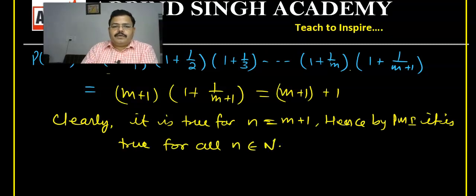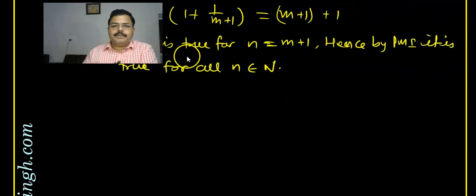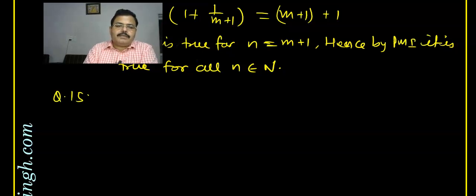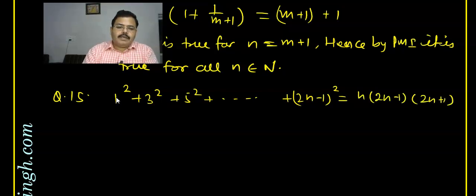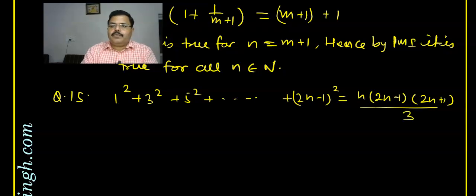This is the question. Now, the next question I can write here, that is question number 15. The question is 1 square, 3 square, 5 square up to 2n minus 1 whole square is equal to n into 2n minus 1, 2n plus 1 upon 3. This is what you have to prove. n into n plus 1 divided by 3.